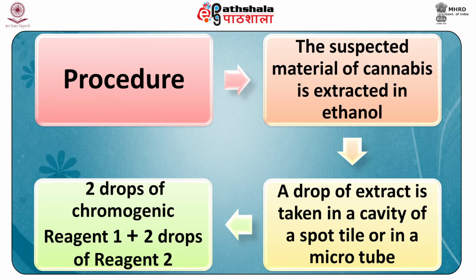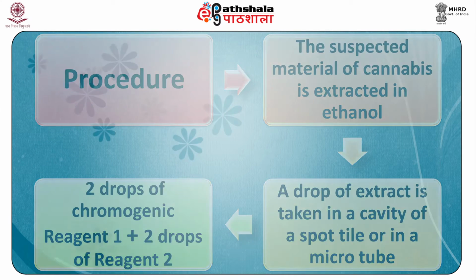Procedure. The suspected material of cannabis is extracted in ethanol. A drop of extract is taken in a cavity or a spot tile or in a microtube, and 2 drops of chromogenic reagent 1 are added and mixed thoroughly, followed by addition of 2 drops of reagent 2. Results: bhang gives green color, ganja gives blue color, while charas gives violet color.